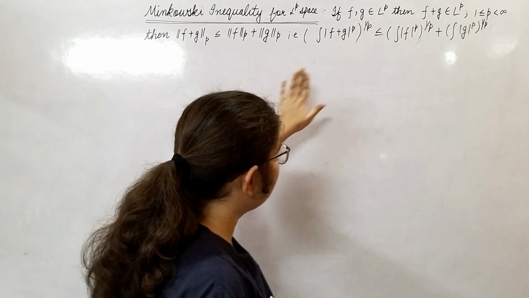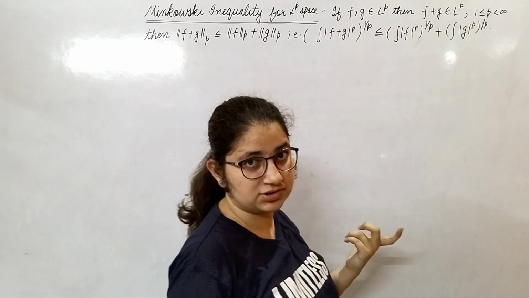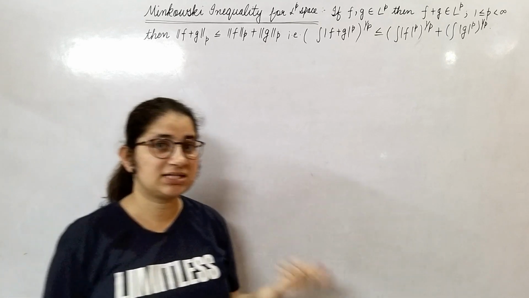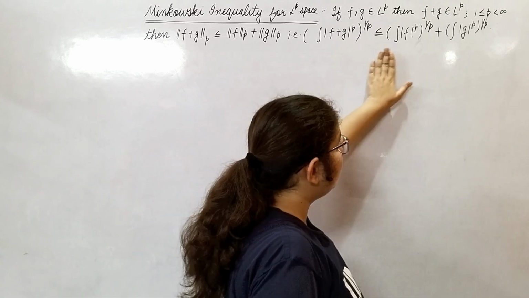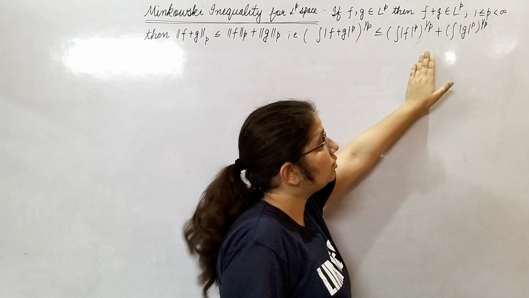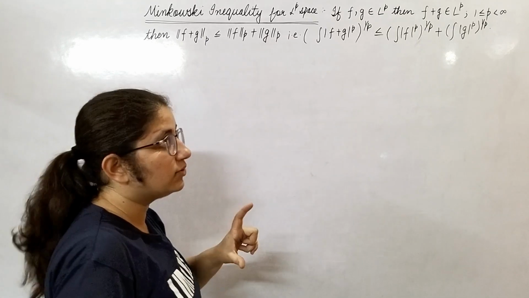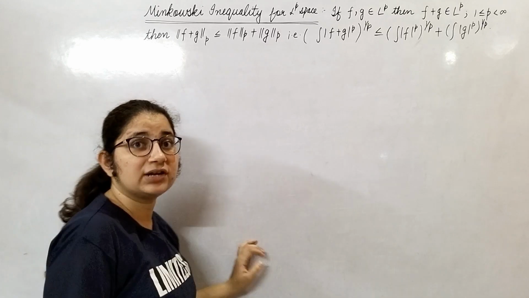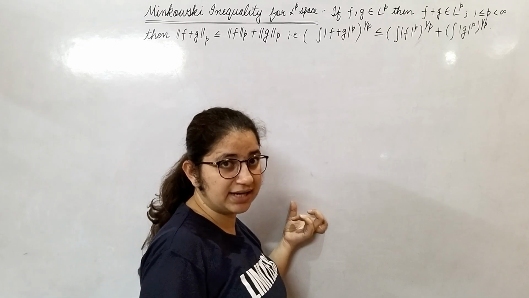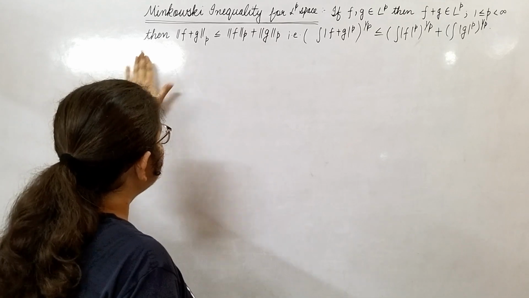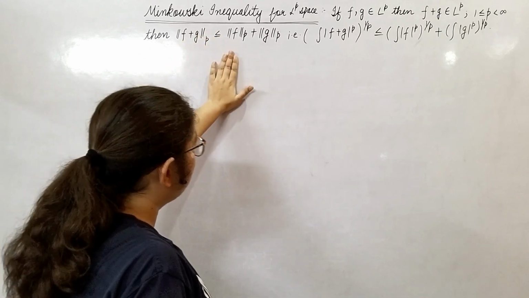This says that if you have two measurable functions belonging to LP space, then their sum is also belonging to LP space, and P is greater than or equal to 1 and less than infinity. That means whenever you pick your P, that becomes finite. P can never be infinite. Then this inequality holds.